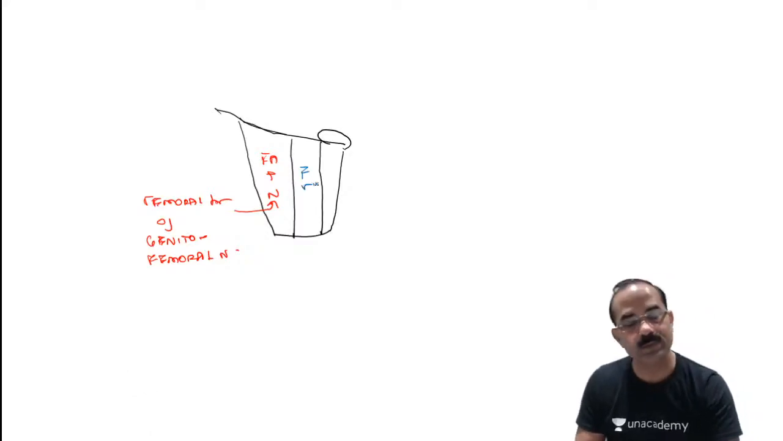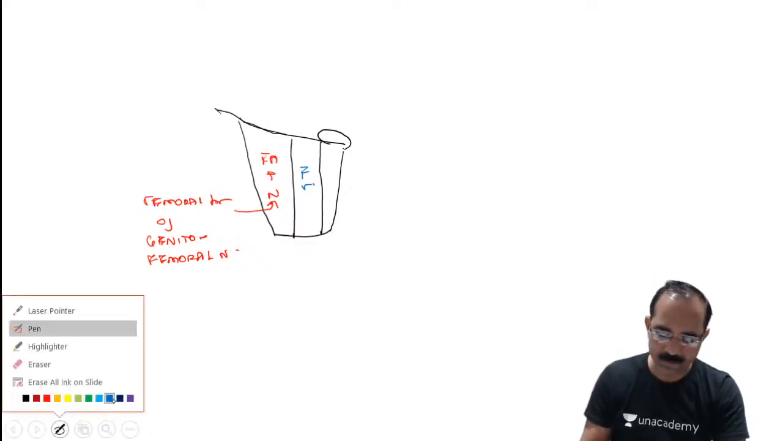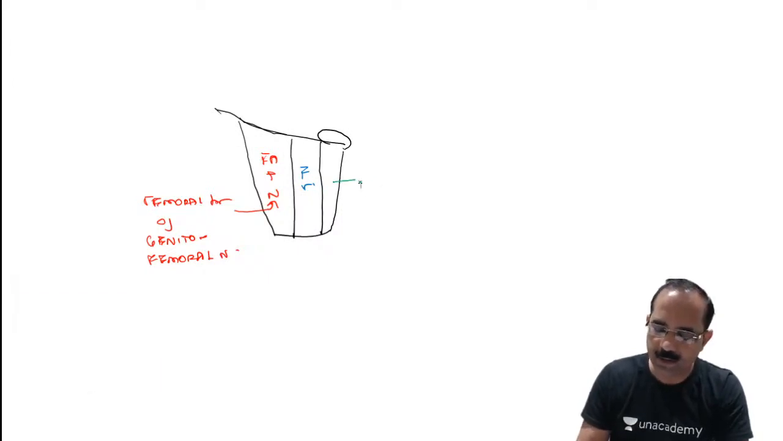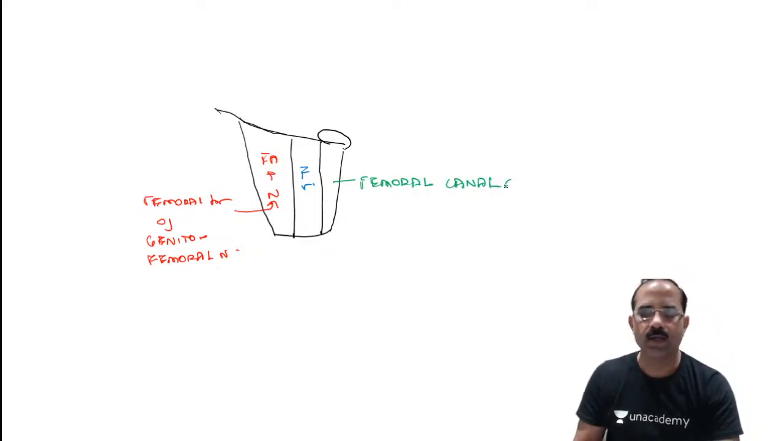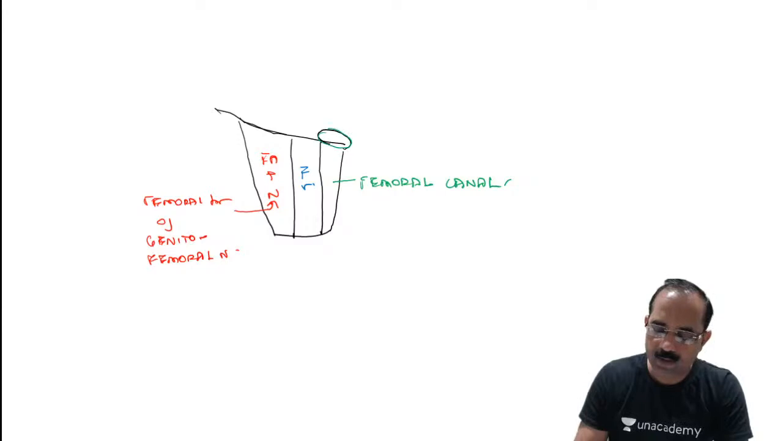What is in the intermediate compartment? Femoral vein. And the medial compartment is empty. It is known as the femoral canal. The upper part of the femoral canal is known as the femoral ring. What are the boundaries of this femoral ring, students?